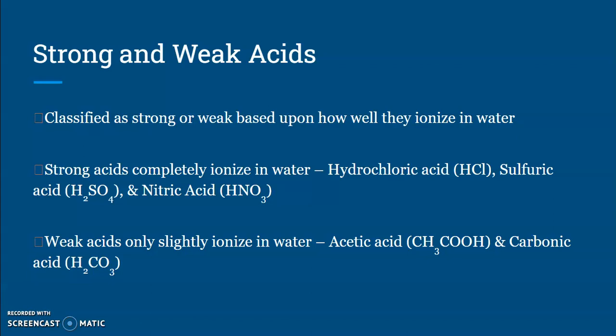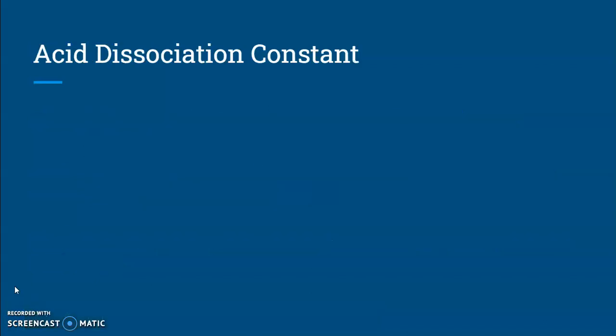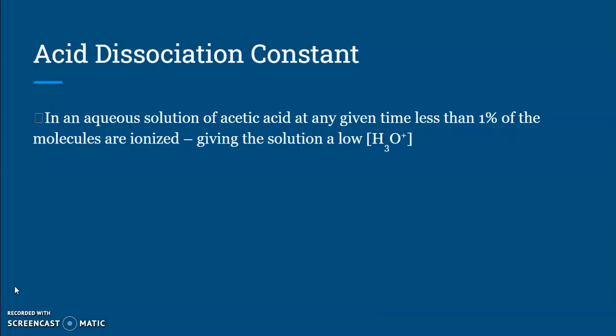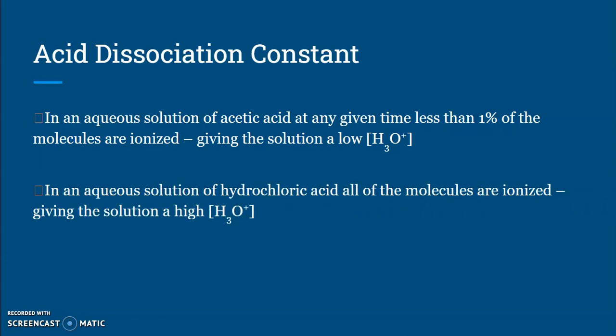So looking at acetic acid like vinegar or carbonic acid, we can use that Ka to determine just how strong or weak it is. So looking at acetic acid, we see less than 1% of the acetic acid that is dissolved in actually ionizes, resulting in H plus or H3O plus ions, as opposed to hydrochloric acid where you have 100% ionization. Every molecule that dissolves in will dissociate and give these H plus or again H3O plus ions.